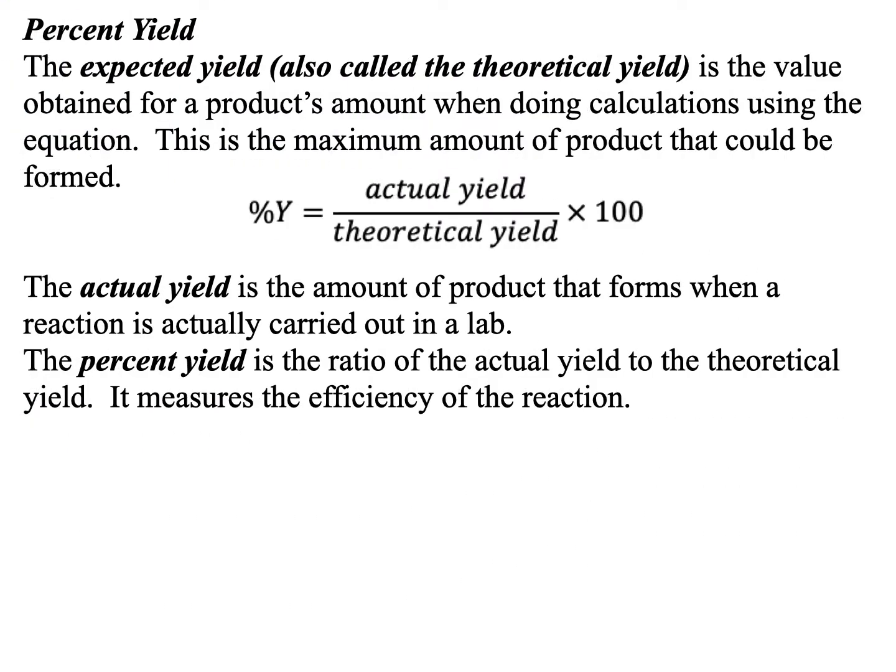The final thing we will talk about is percent yield. Percent yield is when you're dealing with the products. Up to this point, limiting reagents, we've been dealing with the reactant side. Percent yield is going to deal with the product side.